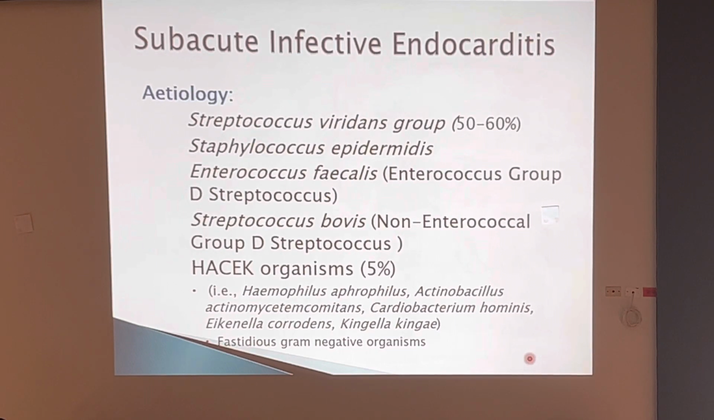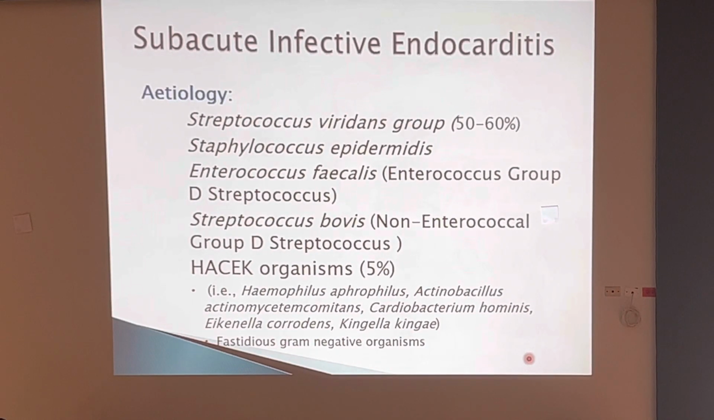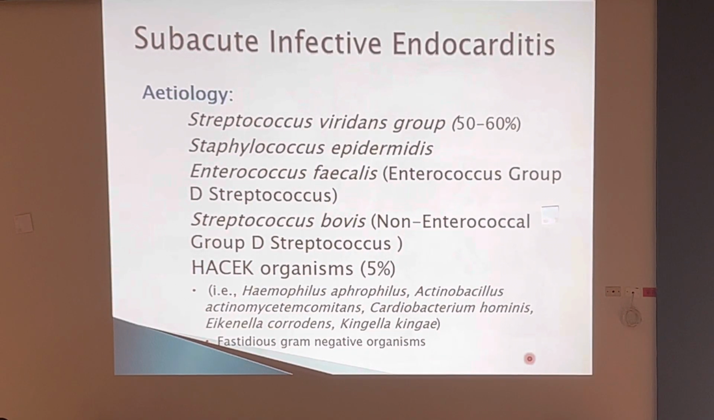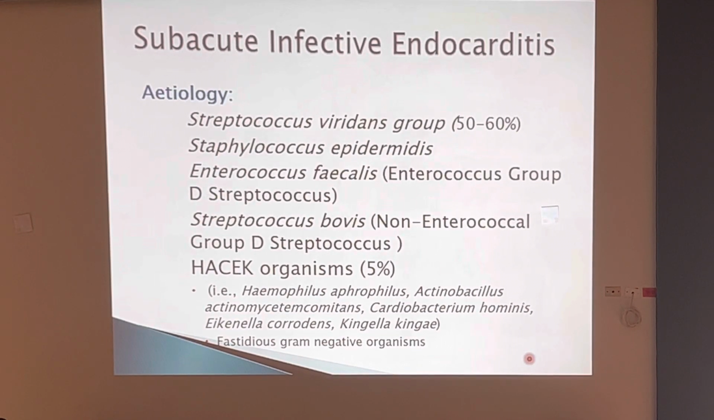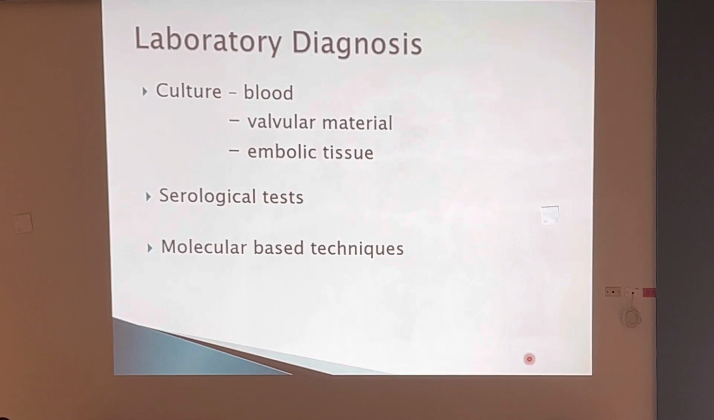Now your subacute infective endocarditis tends to be caused by organisms that are less virulent than those that I mentioned before. So you have your Streptococcus viridans group, there's Staphylococcus epidermidis, Enterococcus faecalis, or Enterococcus group D strep. There's also Streptococcus bovis, or non-enterococcal group D strep. And then you also have what are termed HACEK organisms, that is Haemophilus, Actinobacillus, Cardiobacterium, Eikenella, and Kingella, which is what you get the HACEK from. And you also have some other fastidious gram-negative organisms that may cause subacute infective endocarditis.